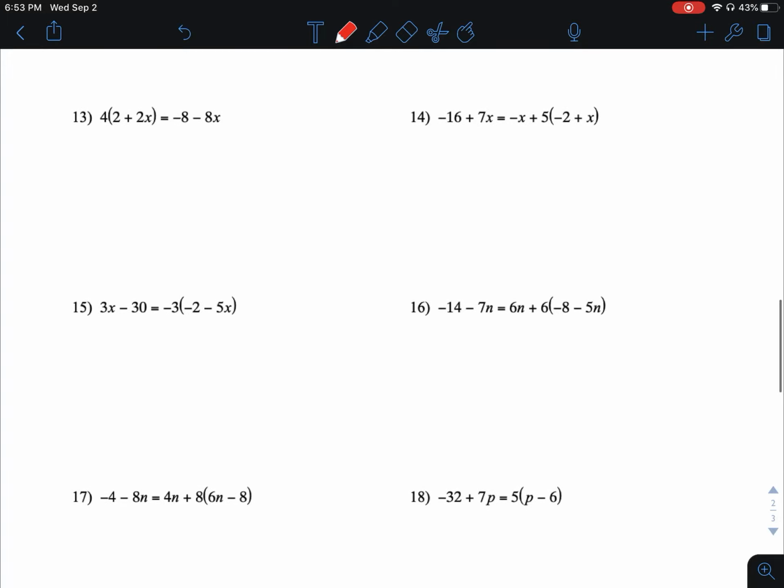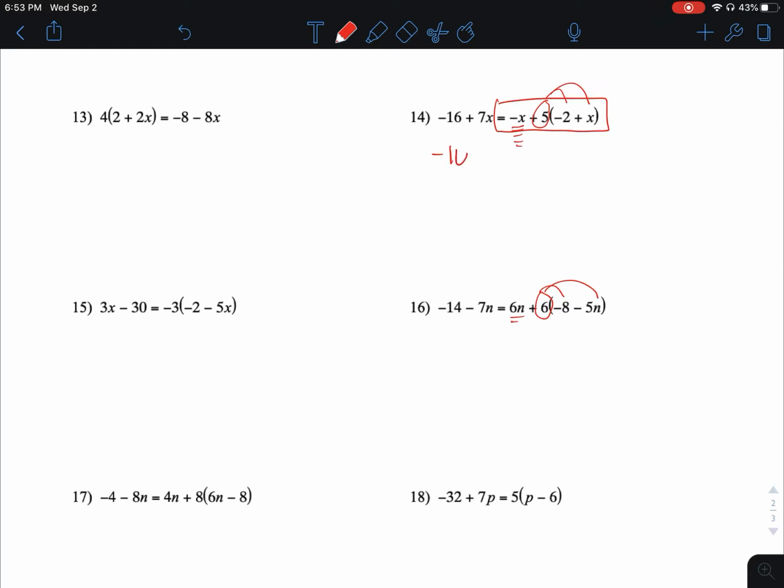Be really careful. Look at number 14. So notice this side right here. Okay, that's what we're going to deal with first. So I am just going to distribute this 5. This x, negative x, does not get distributed at all. It's just the 5 because that's what's directly in front of the parentheses. So on number 16, we're just distributing the 6. We are not distributing this 6n. Okay, so let's go ahead and we'll work out number 14.